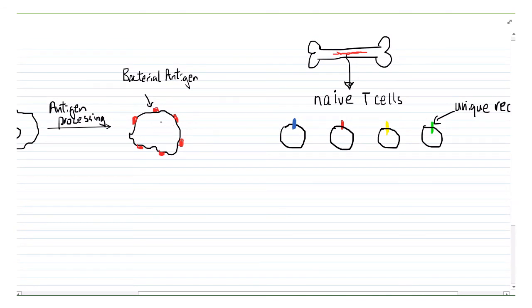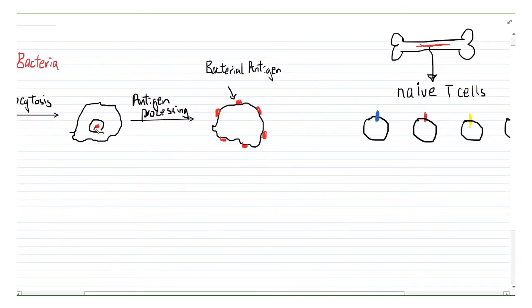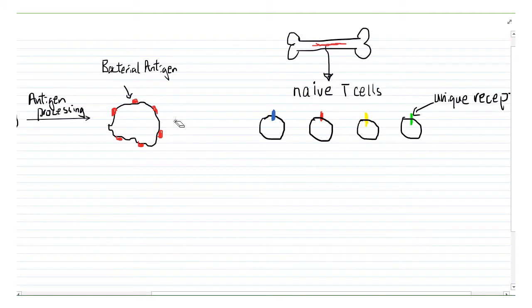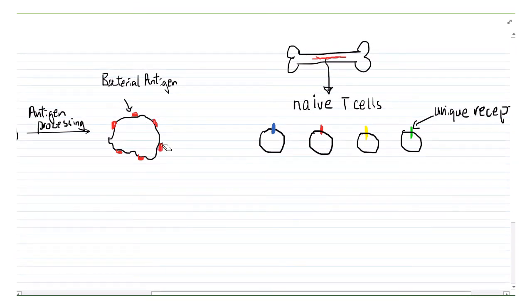So now, back to our macrophage. The macrophage has just engulfed a bacteria. It's very happy about it. It puts it onto the surface, and now it is going to show these naive T cells. It's going to try to find a naive T cell that has the receptors to recognize the same bacteria.